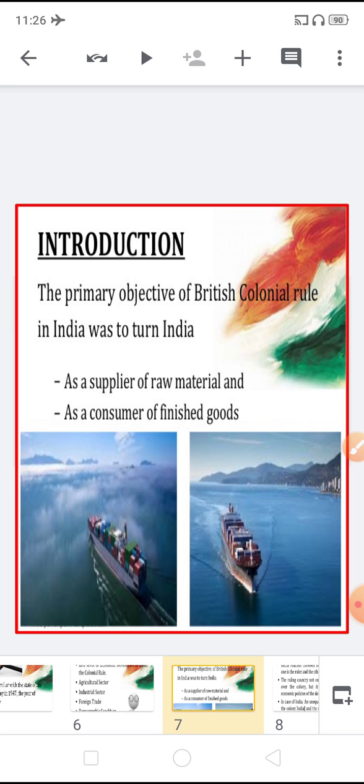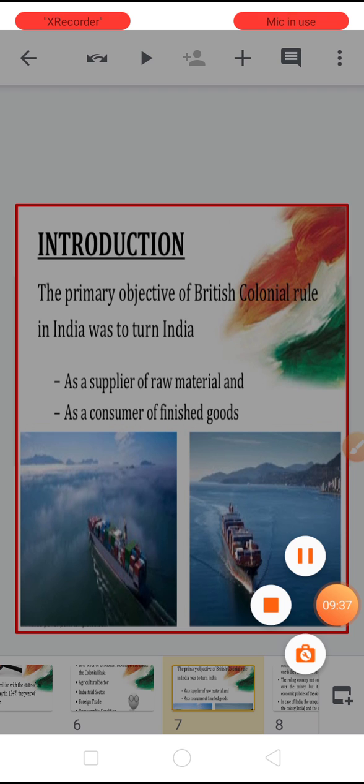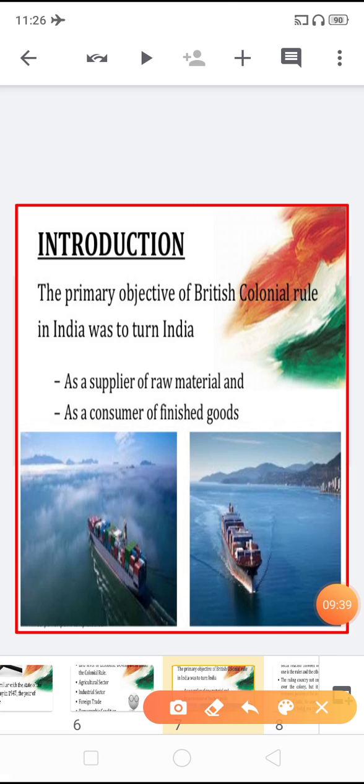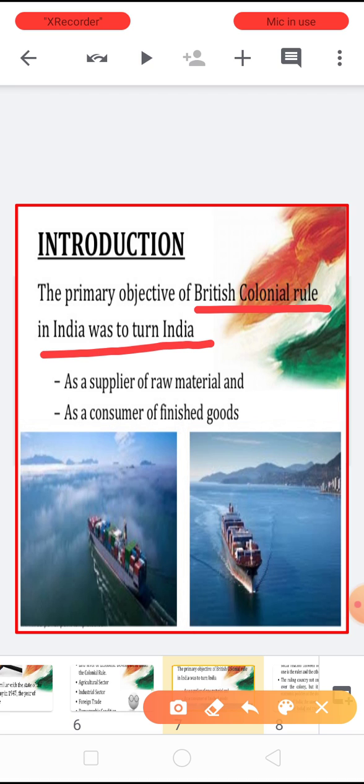So children, what is the primary objective of the British colonial rule? Children, the primary objective of the British colonial rule in India was to turn India into a supplier of raw material and a consumer of finished goods.